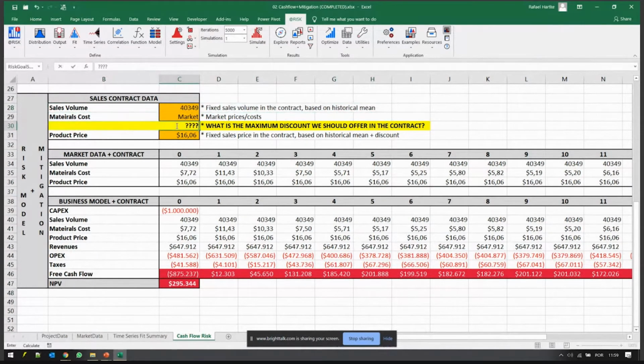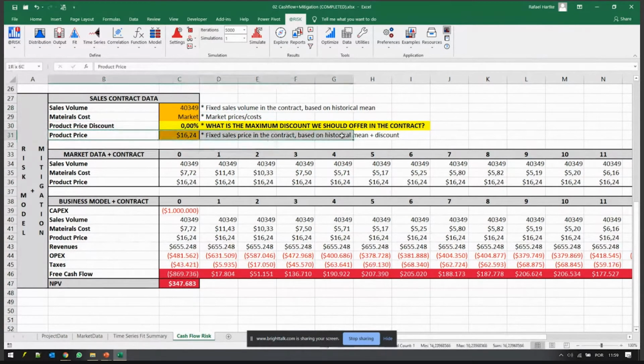And the price, we're gonna have to give him a discount. Based on the historical average, based on 1624, which is the historical average, we will offer the client a discount in order to fix volumes and fix prices. Of course, the cost of materials, the input cost, is still with us. It's still volatile. There's nothing we can do about that, at least not with this contract.